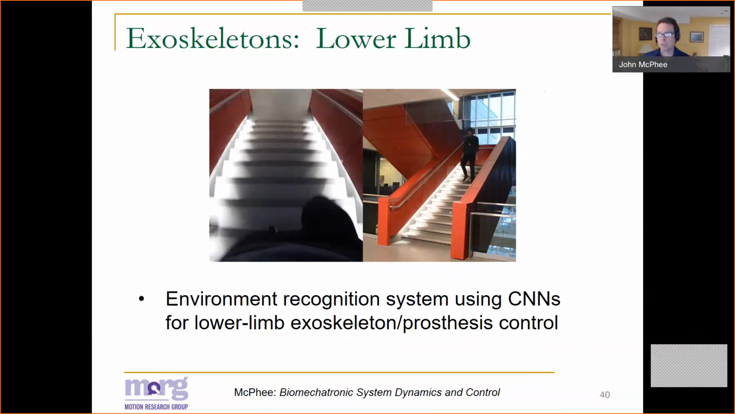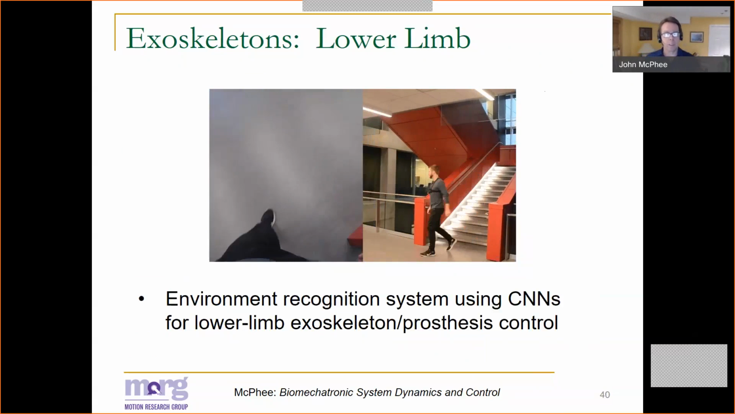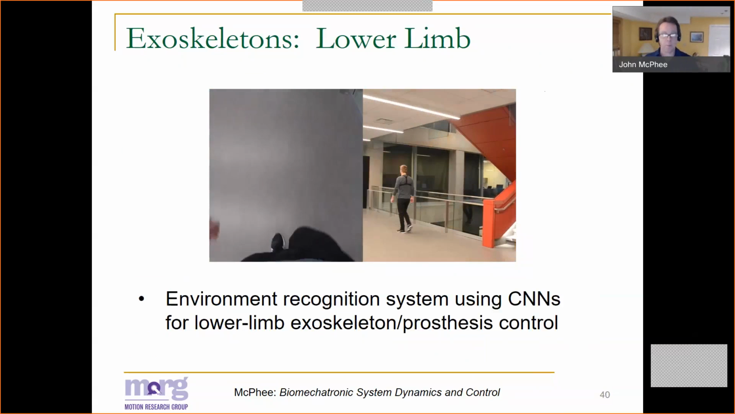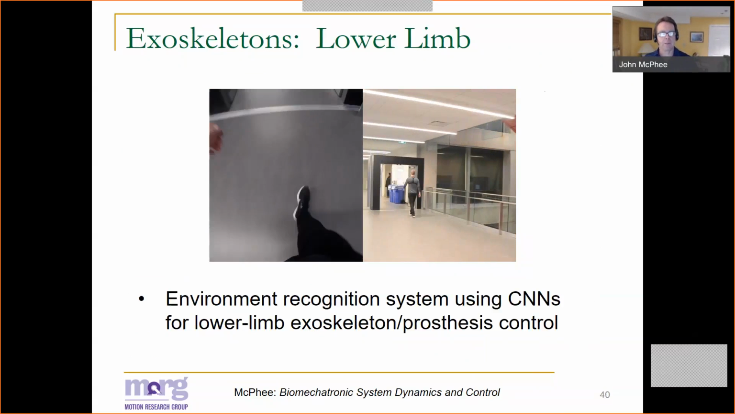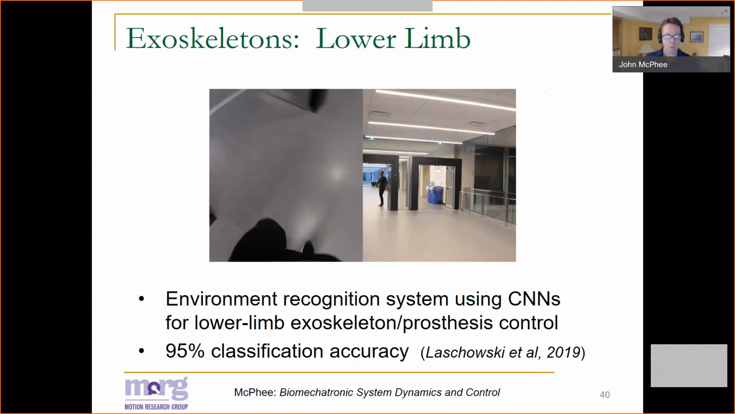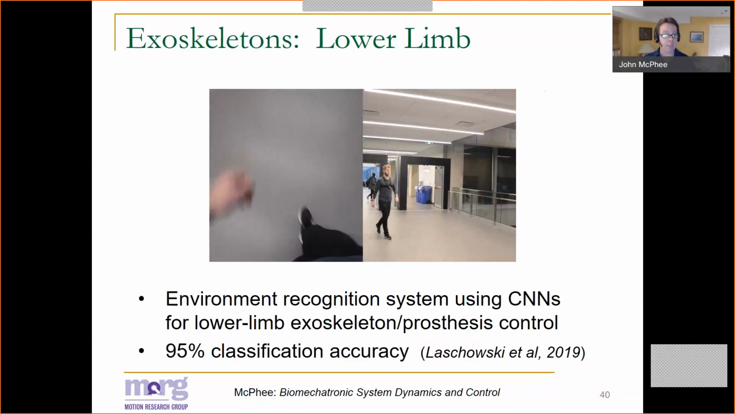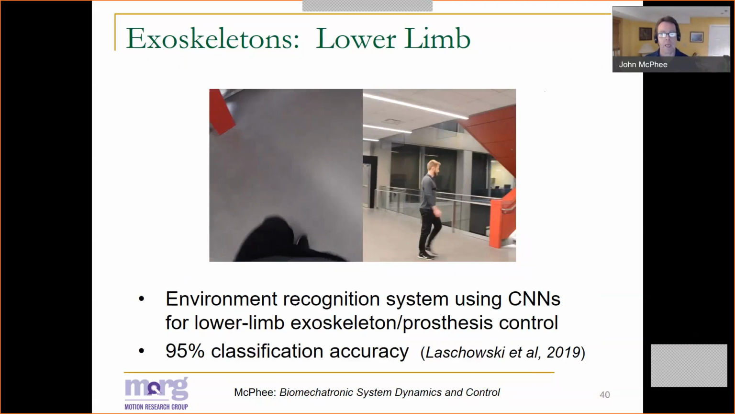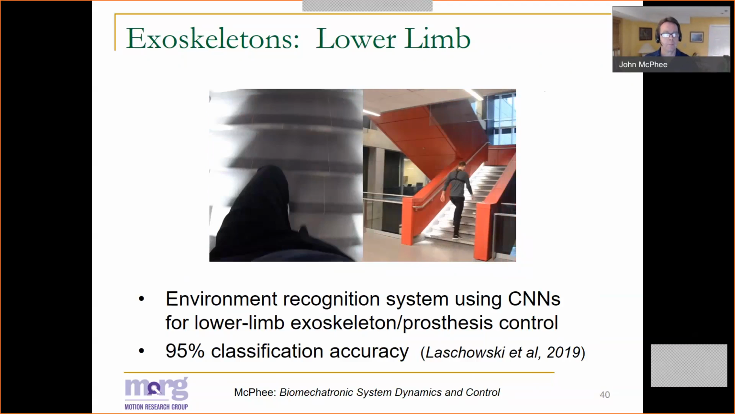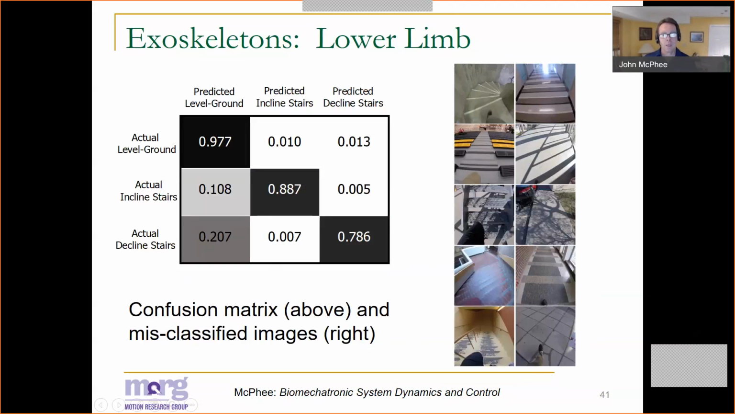And in order to have a good convolutional neural network that accurately recognized the terrain we were dealing with, we needed a lot of images, which means we needed to do a lot of data collection, like the experiment you're seeing here. Now, this work is led by Brock Laschowsky, who's finishing up his PhD, and he was able to obtain 95% classification accuracy, which he presented in 2019. You can see the confusion matrix above, which confirms the good accuracy of the CNN, except for a few cases.